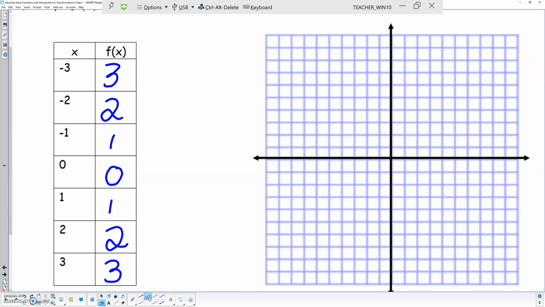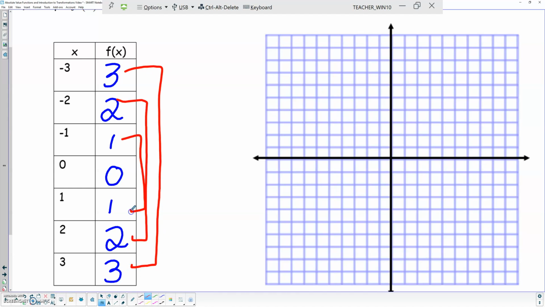Okay, so right away you'll notice, similar to when we graph quadratics, when we graph parabolas, the absolute value function does have a turning point, right? The y values repeat around 0, 0. So for this graph, the vertex is going to be 0, 0. All right, so let's take a look at what the graph looks like. So we got -3, 3, -2, 2, -1, 1, 0, 0 is our turning point or our vertex, 1, 1, 2, 2, and 3, 3.